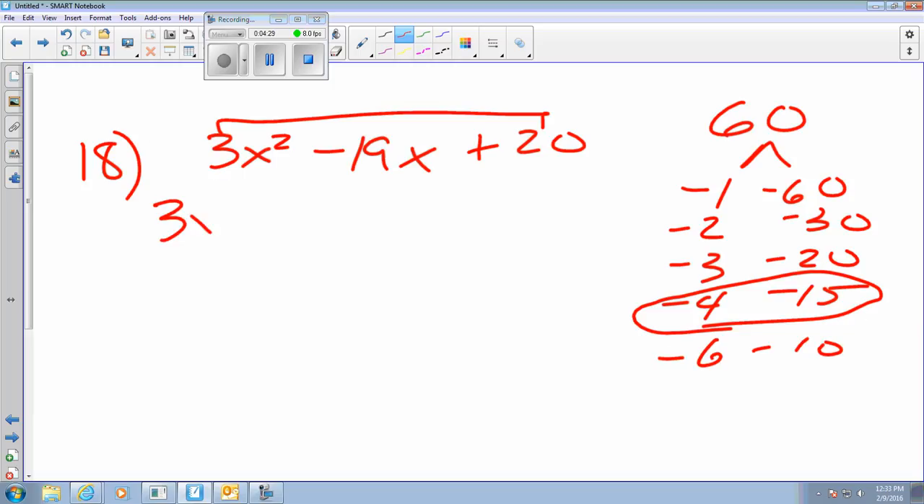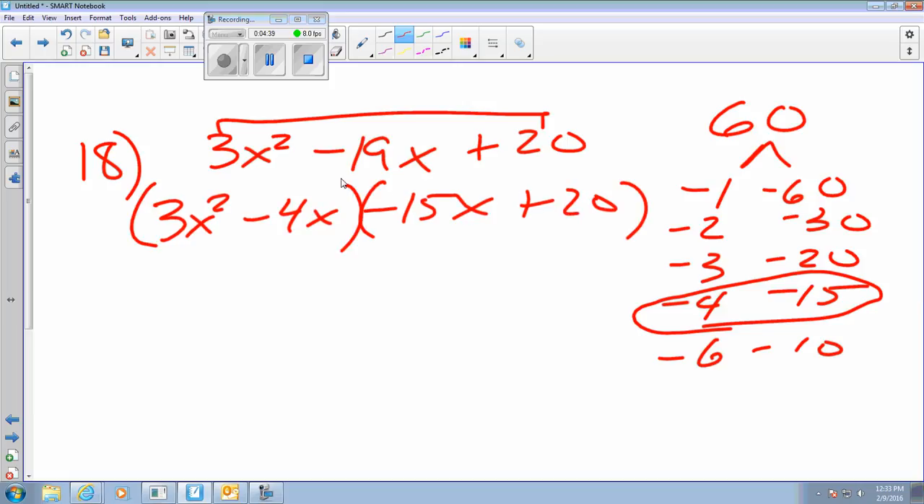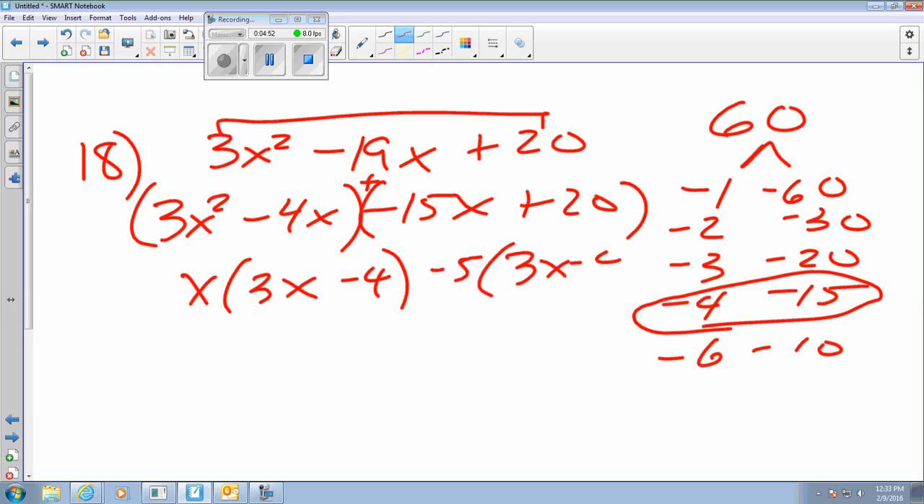So I'm going to split it. Negative 4x, negative 15x plus 20, grouping, plus sign in between. Greatest common factor of my first grouping is an x, leaving me with 3x minus 4. I can pull out a negative 5 out of this, leaving me with a 3x minus 4. Pulling that 3x minus 4 out front, I'm left with x minus 5. Well, those were quick ones. Let's move up to number 22.